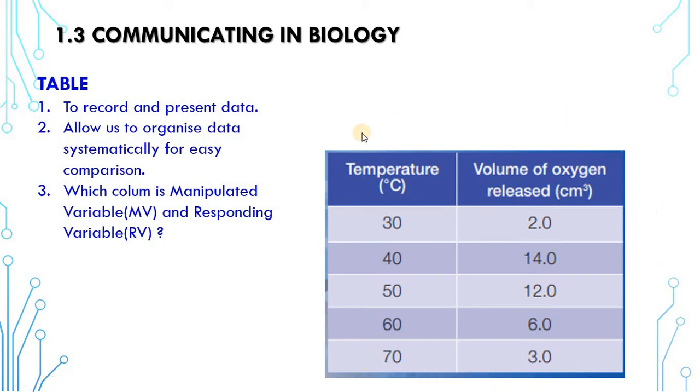Okay, please look at this table. Which column represents the manipulated variable and which column represents the responding variable? There are two columns here. Usually the manipulated variable is placed in the column on the left side, and the responding variable is placed in the column on the right side, with the respective units. In the table you have to write the unit; the heading must be written with the correct unit.